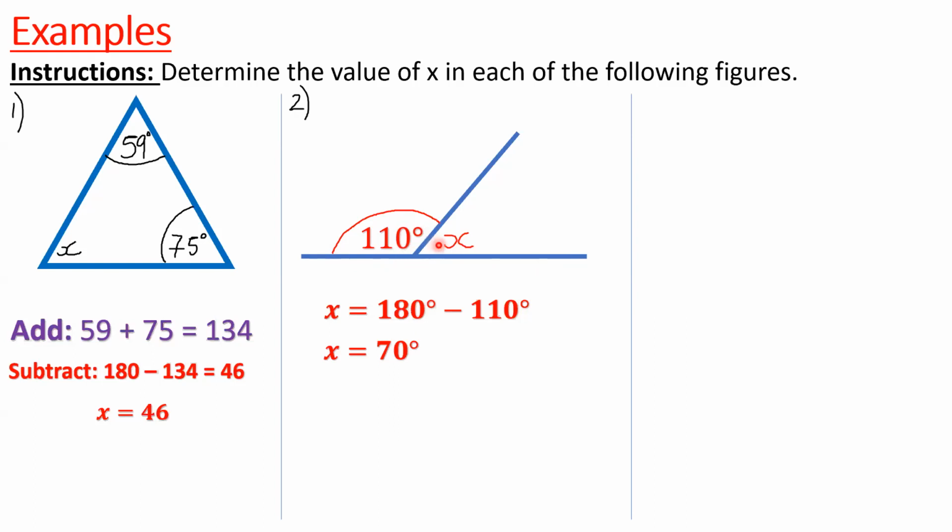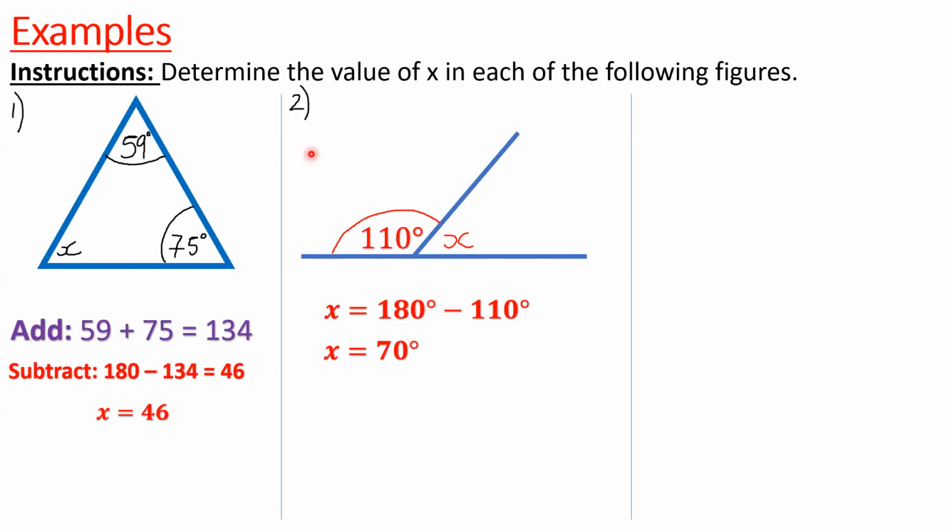Jeremiah? 180. 180 degrees. So in order to figure out what x is, we have to subtract 180 and 110 to give us what? 70. To give us 70. Very good. Okay, let's do one more example.